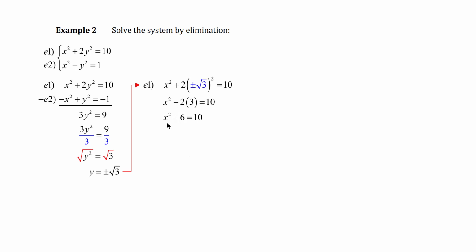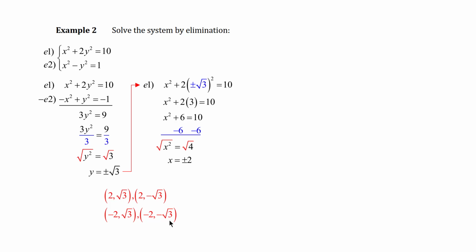Next, we solve for x squared by subtracting 6 from both sides of the equation. The result is x squared equals 4. Next, we need to get rid of the square by taking the square root of both sides of the equation. The result is x equals plus or minus 2. So this results in 4 total solutions. For x equals positive 2, we get the 2 points, parentheses 2 comma root 3, and parentheses 2 comma negative root 3. For x equals negative 2, we also get 2 points. We get parentheses negative 2 comma root 3, and parentheses negative 2 comma negative root 3.